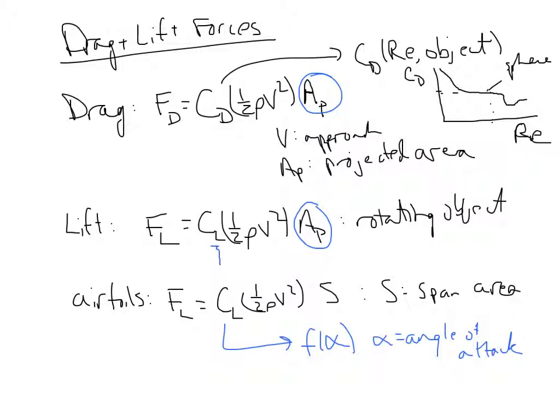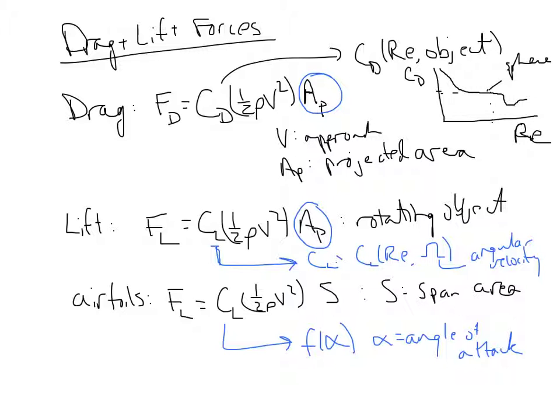Oh, I should note in the case of the rotating object, CL is a function of Reynolds number, but also, say, omega, the rate of rotation. That's the angular velocity that describes the rotation of the object.